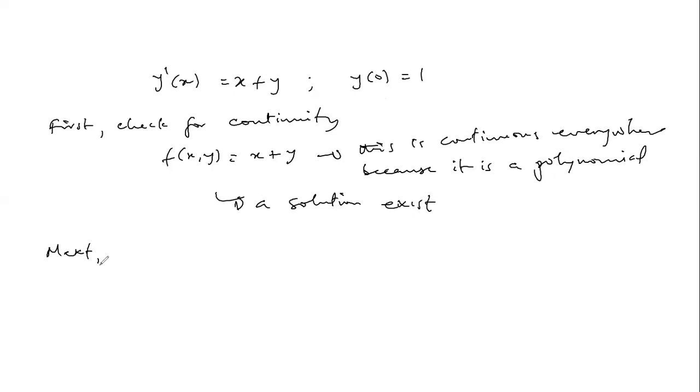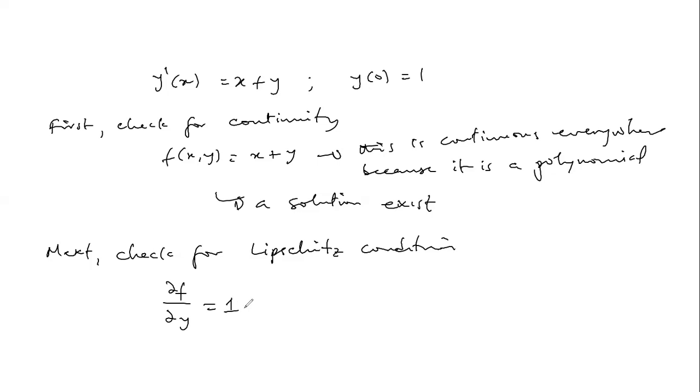So it means that in this case a solution exists, based on the fact that it is a polynomial. But the fact that a solution exists doesn't mean there will be a unique solution. So we now have to check for the Lipschitz condition, and that is simple. We differentiate with respect to y. If we differentiate with respect to y, x becomes a constant, so that reduces to 0, and differentiating y gives us 1. This is a constant, less than infinity, so it is bounded. So this ODE has a unique solution.